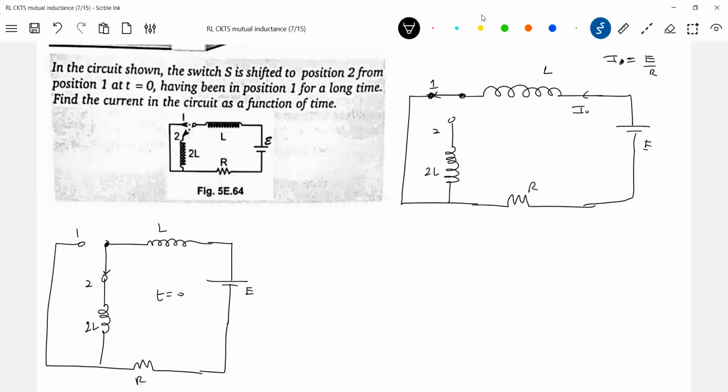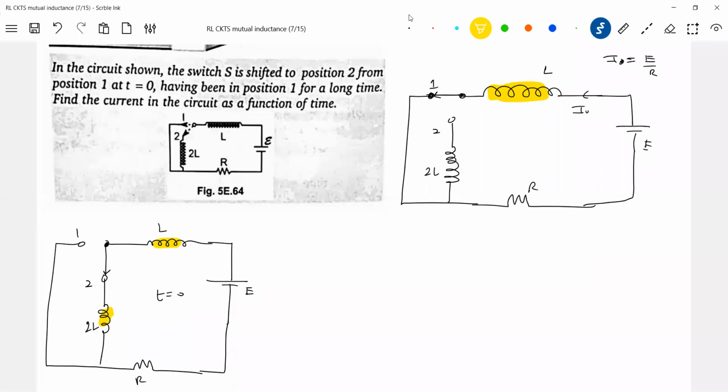Now there was a flux, no? There's a flux. Now when you move the switch from 1 to 2, then this inductance will get added to the circuit, in series. So what happened to the flux? Flux cannot change abruptly, no. The flux linking the coil shouldn't change. So the same amount of flux will be shared by both. What all flux was present, that will be shared by both here.